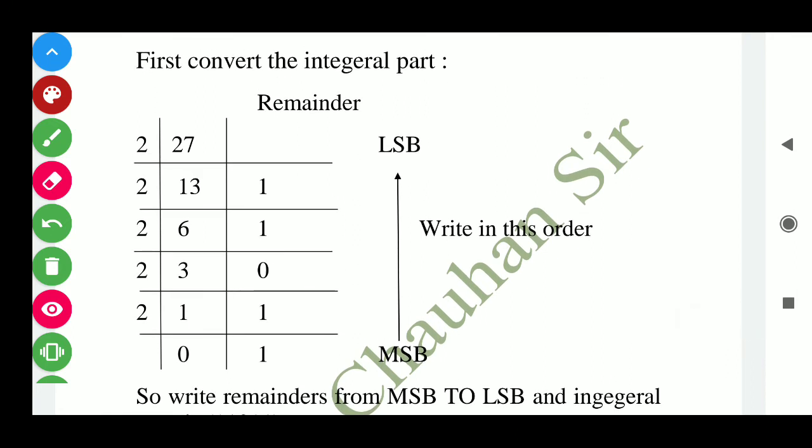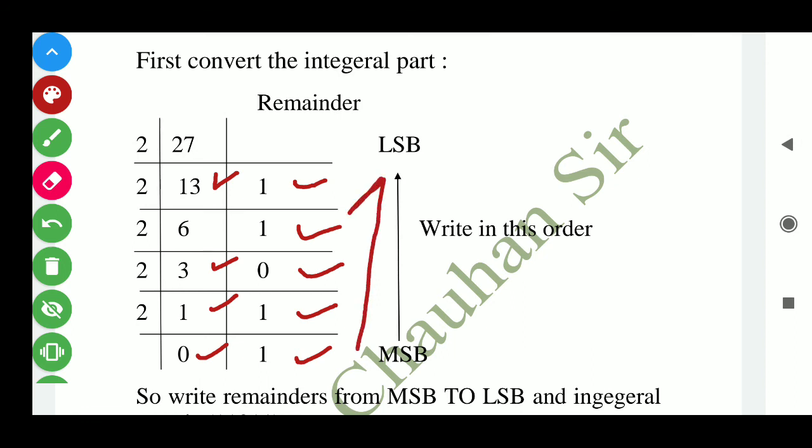2 ones are 2, 2 13s are 26, remainder is 1. So your quotient is 13, remainder is 1. Now 13 is divided by 2, 2 6s are 12, remainder is 1. Then divide this quotient 6 by 2, 2 3s are 6, remainder is 0. And then divide 3 by 2, 2 ones are 2, remainder is 1. Then 0 times it will go and the remainder will be 1. So write from down to up, from MSB to LSB. So the answer is 11011.